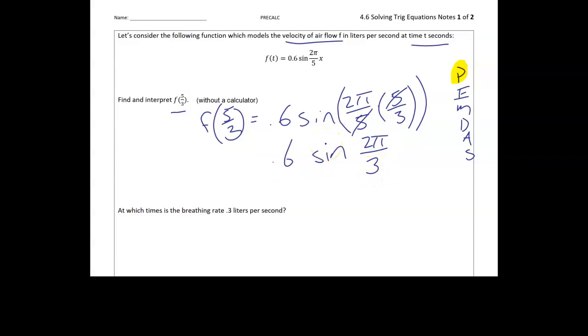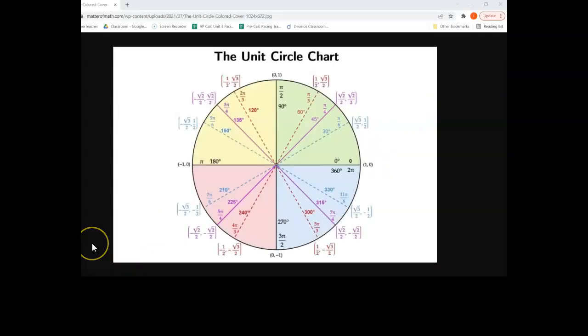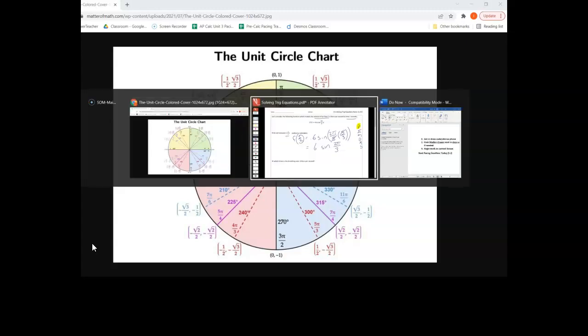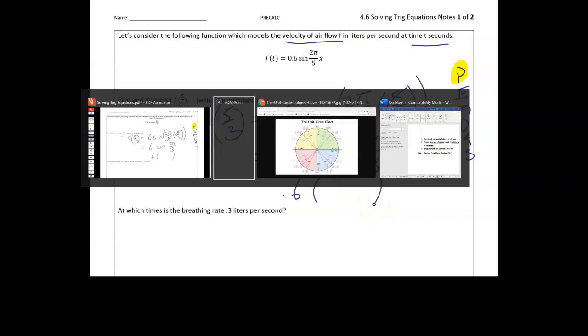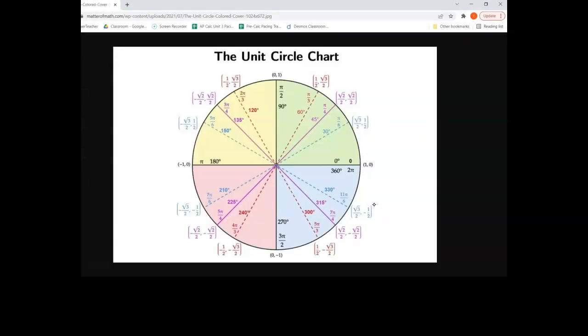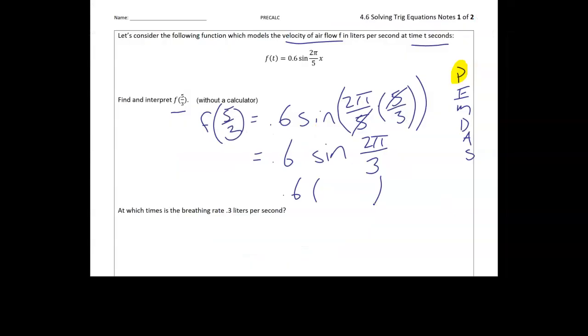Okay, now here is where you may have this value memorized. Hopefully you do. If not, I would get out my unit circle. So hopefully you kept those notes. And remember, what did I want? I want sine of 2 pi over 3. So notice I'm going to just bring the 0.6 down. And when I take the sine, I don't write the sine anymore. That's a really common error. So sine of 2 pi over 3, well, that is, of course, the y value on my unit circle. It is root 3 over 2.